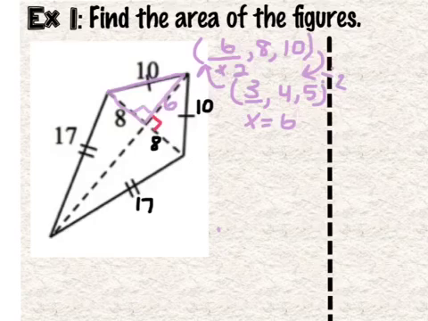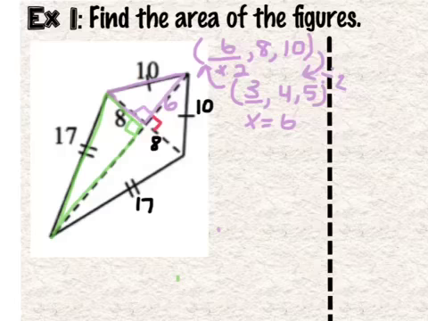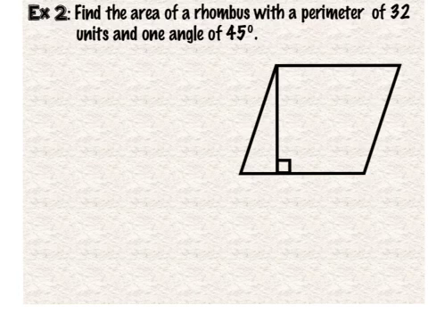We then need to take a look at the second portion of our diagonal. So looking now at this right triangle, it is also a special right triangle. It is an 18.